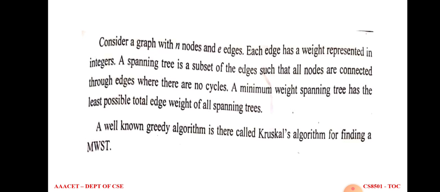N represents nodes, E represents edges. Each and every edge has some weight represented as an integer value. A well-known greedy algorithm called Kruskal's algorithm is used for finding the MWST, minimum weight spanning tree. A spanning tree is a tree with edges covering all nodes without cycles. There are no cycles in the formation of the tree, and a minimum weight spanning tree has the least possible edge weight of all spanning trees.